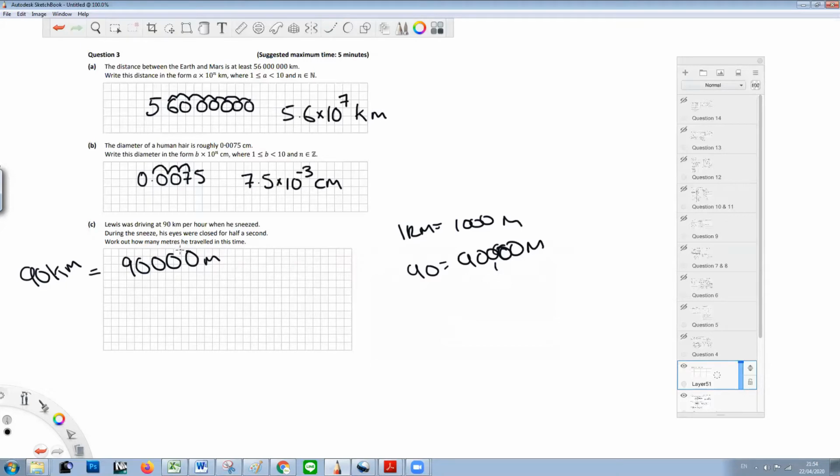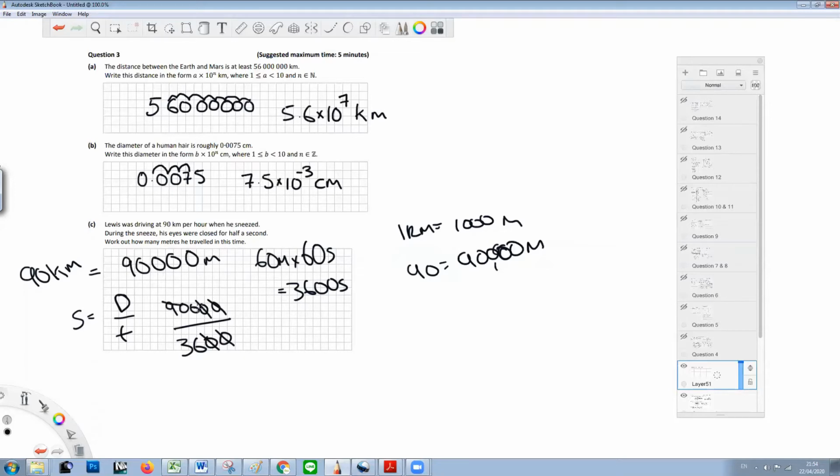During this time, his eyes were closed for half a second. So he was traveling at 90 kilometers an hour, or 90,000 meters. And every hour we have 60 minutes and 60 seconds. So that's going to give us 3,600 seconds in an hour. So in 1 hour, he travels 90,000 meters in 3,600 seconds. So speed is equal to distance divided by time. So our distance is 90,000. Our time is 3,600. So that is going to go by that. That is going to go into that.